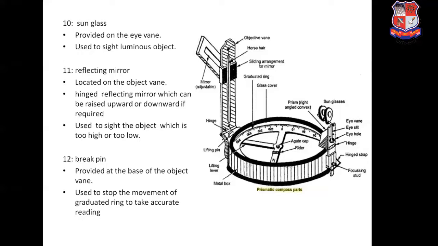And the last one is the brake pin. The brake pin is provided at the base of the object vane, here. The brake pin is used to stop the movement of the graduated ring, to take an accurate reading and to take a fast reading in the field. So friends, these are the various components of the prismatic compass.